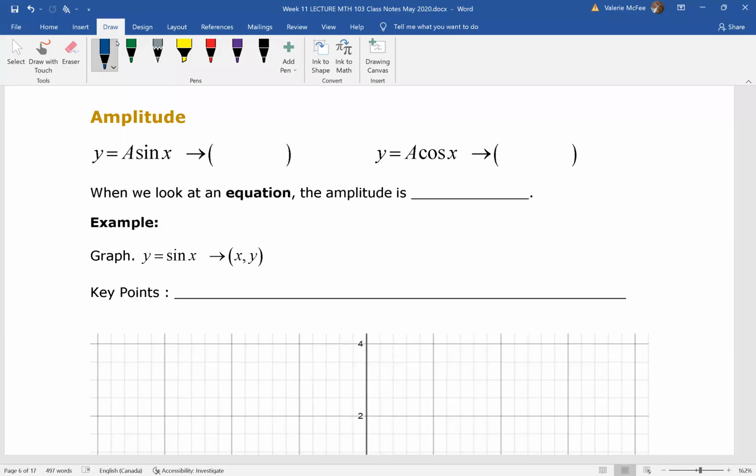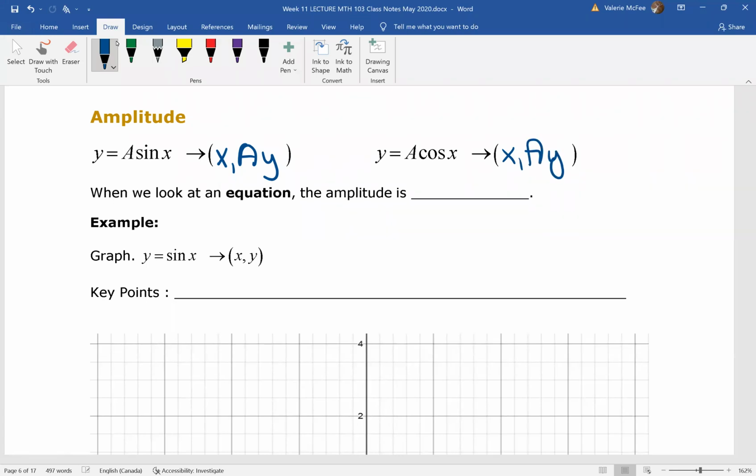So we were looking at the odd and even properties of sine and cosine. Now let's look more closely at the amplitude. You'll notice instead of simply y equals the sine of x, I have y equals a times the sine of x, y equals a times the cosine of x. That changes our key points. X stays the same, but we have a times y.